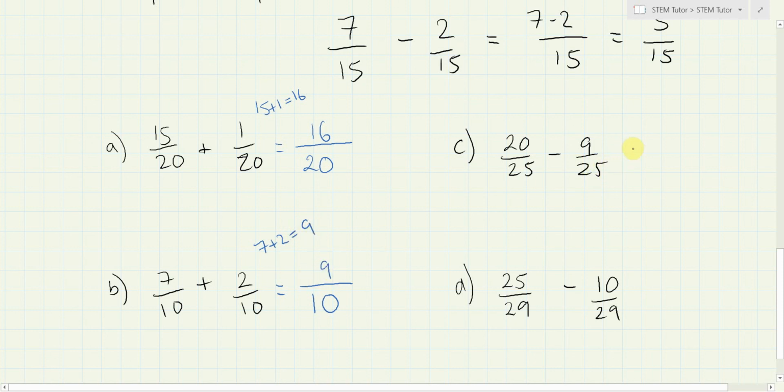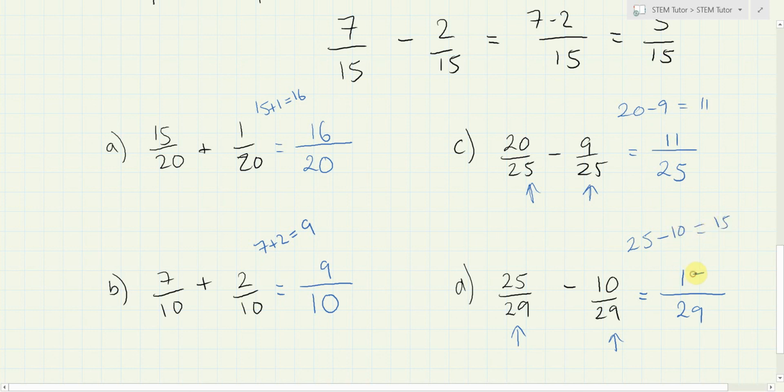For C, now this is subtraction. The denominator is the same at 25 because it's the same here and here. And the number at the top will be 20 minus 9, which equals 11. And here, for D, the denominator, again, is the same, so therefore is 29. And then the numerator will be 25 minus 10, which gives us our 15. So 15 over 29. Hopefully you got those 4 questions right.